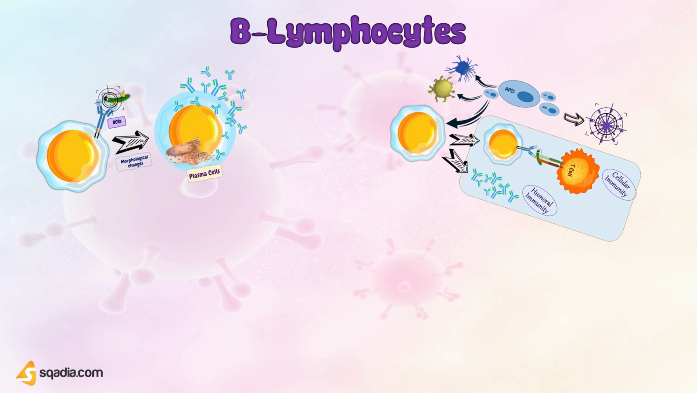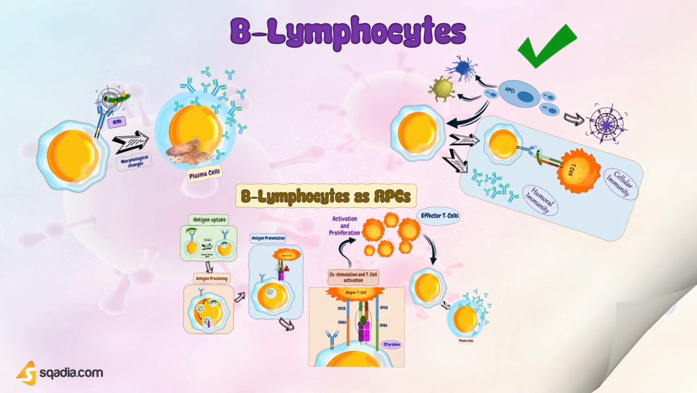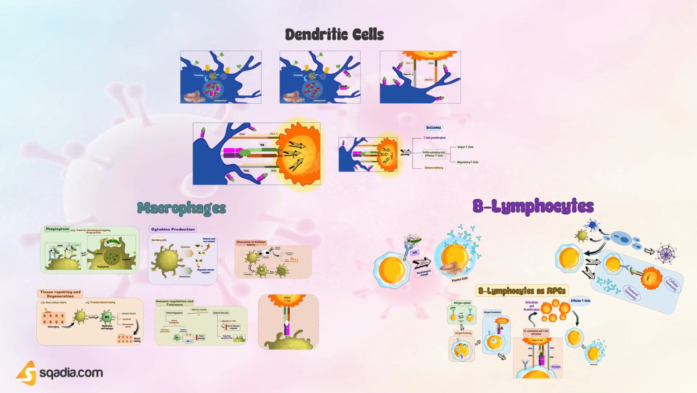By presenting antigens to helper T cells, B cells initiate and coordinate both humoral and cellular immune responses. Their versatile functions make them indispensable players in the immune system's defense against infections. So, this was all about B-lymphocytes in context of antigen-presenting cells. All in all, we have gained in-depth knowledge about all three major types of antigen-presenting cells in this video.